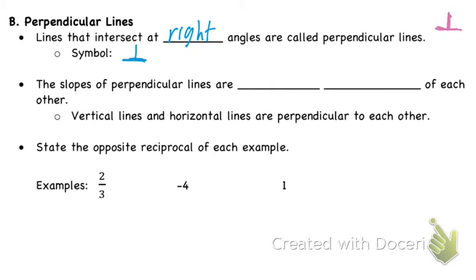Why can't we just put the arrows on it? If you want to keep drawing arrows all the time, I guess you could, but that seems like a lot of work to me. Okay. The slopes of perpendicular lines are opposite.